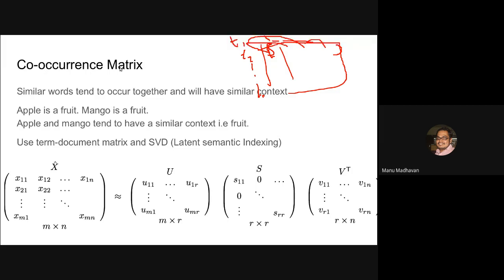Then usually this co-occurrence matrix along with the SVD, that is singular value decomposition, is used to create a good representation. Singular value decomposition is a linear algebra operation, which is very basic for latent semantic indexing, that is topic modeling, LSI and topic modeling. This is one of the fundamental parts.